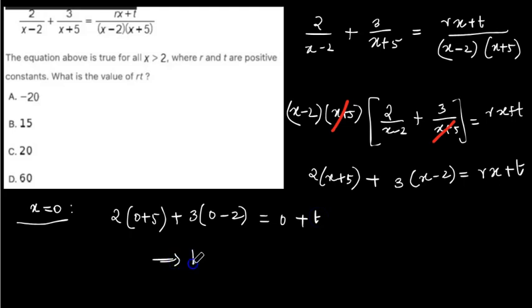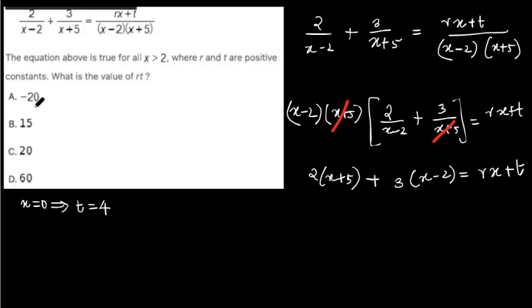So that would give me t is equal to 2 times 5 will be 10, 3 times negative 2 will be negative 6, which is just 4. So basically I got t is equal to 4. So when I substituted x equal to 0, I got t equal to 4. So I can replace this t with a 4, the value I got. Now you can choose the very easiest value that would give you the answer there.